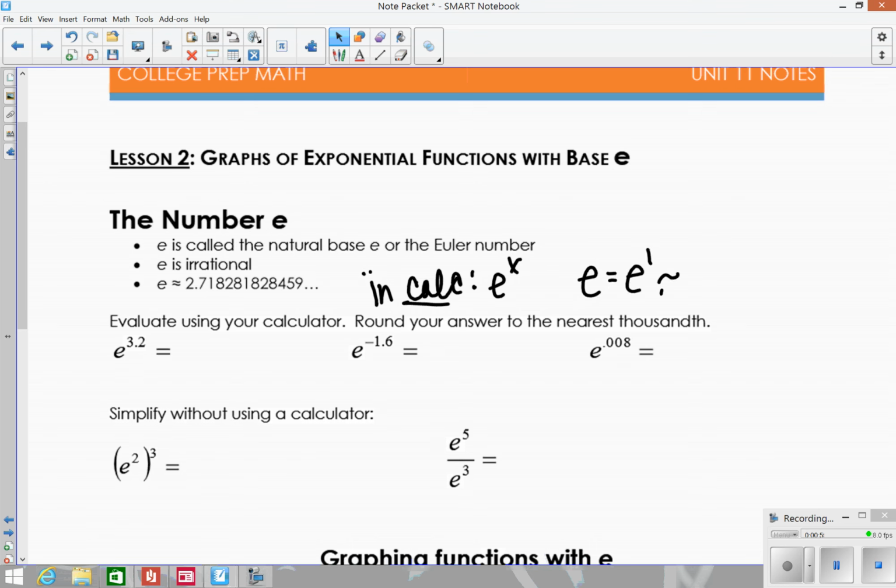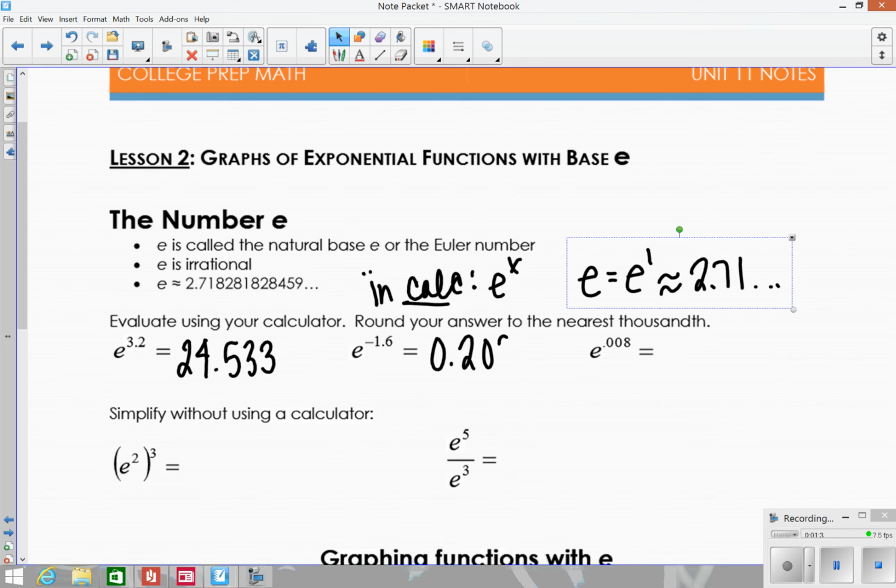So in your calculator, look for the e button. If you put in e caret 3.2, you should get 24.533. Check that to see if you're getting that. I am rounding to the nearest thousandth, so I'm just doing 3 decimals. This one, you're going to include the negative, so e to the negative 1.6. When you round, you should get 0.202. And then the last one here, we should get 1.008. Just try those and make sure that you actually get those numbers, because we're going to be using it, and you want to make sure that you're getting the right numbers.